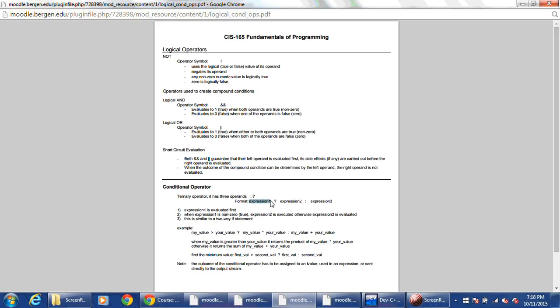If expression 1 is true, then expression 2 is executed. Otherwise, expression 3 is executed. So it's basically the same thing as an if-else, just in shorthand. It's called a ternary operator, with a question mark and a colon. So you're just asking the question: if true, then do this, otherwise, do that.